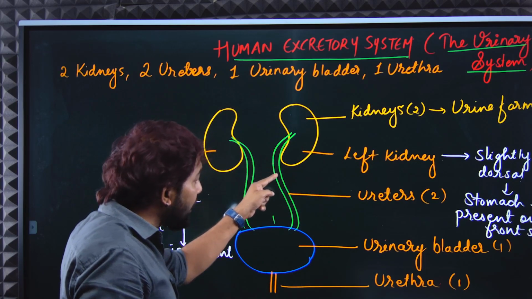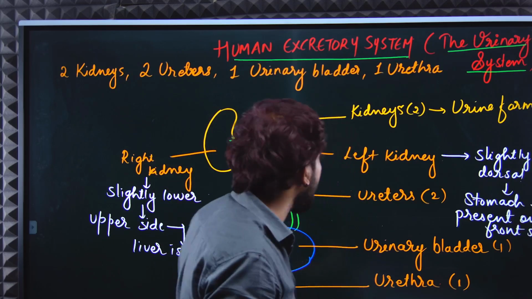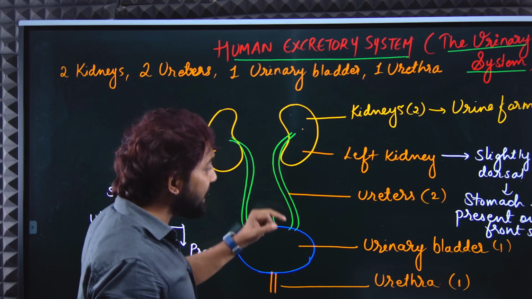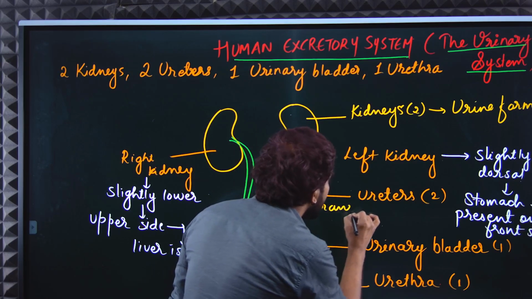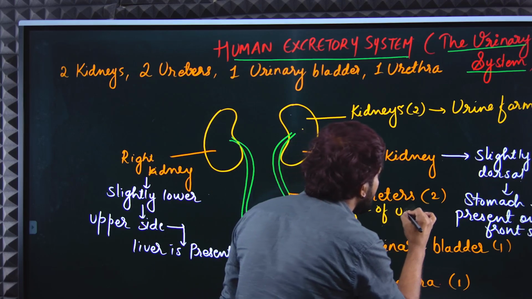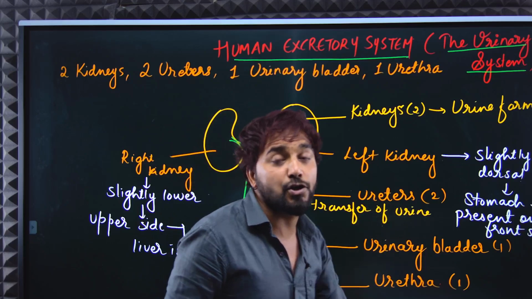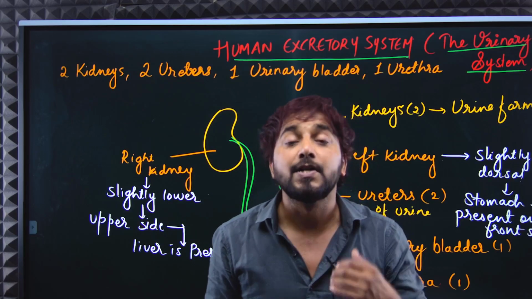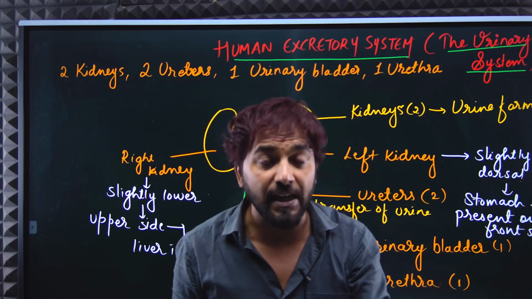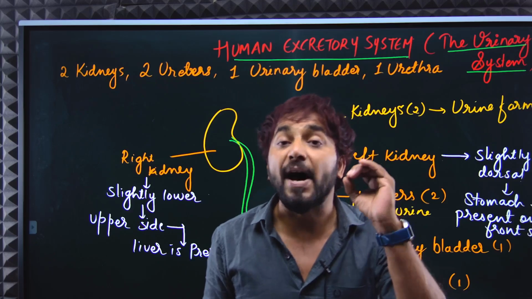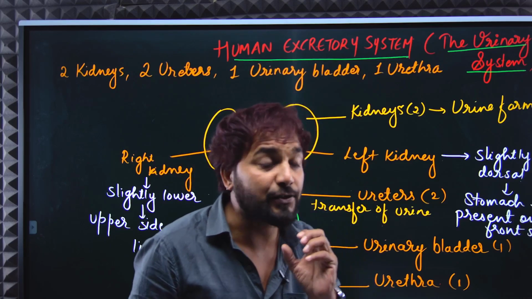When it comes to these tube-like slender structures, these are the ureters. What do ureters do? Ureters transfer the urine from the kidney to the urinary bladder. This is the function of ureters, and ureter is made up of transitional epithelium. The action over there is peristaltic action, the rhythmic contraction and relaxation of the smooth muscle layer.